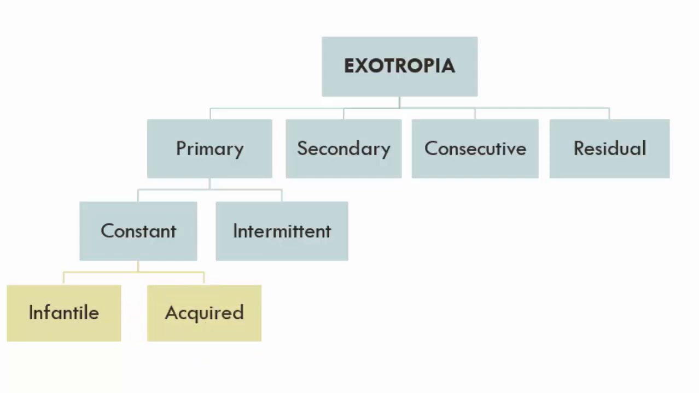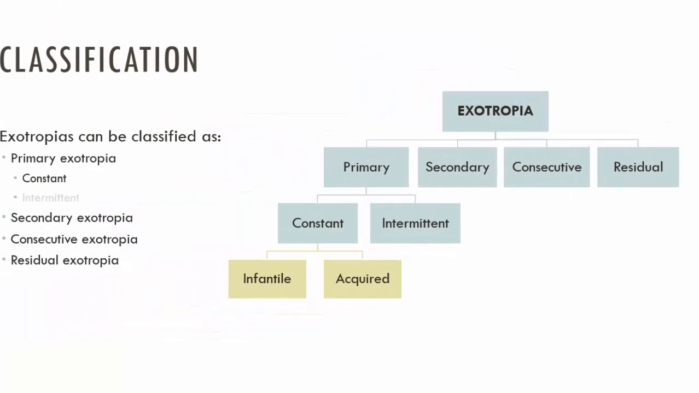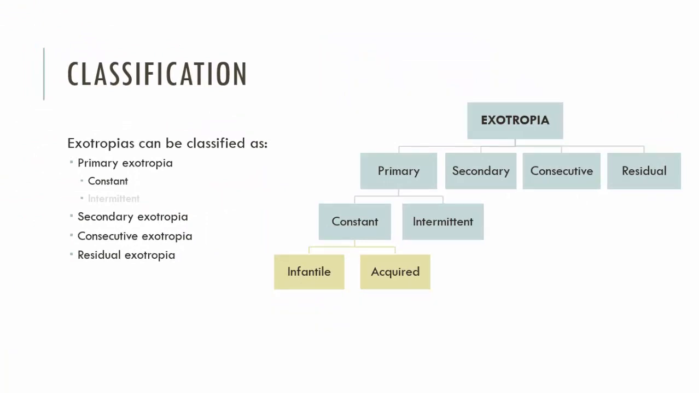Now, we're not only going to discuss primary constant exotropias in this video, we're also going to take the opportunity to discuss secondary, consecutive and residual deviations. The reason I'm doing it in this video is that often these deviations are also constant. They're not always. The consecutive and the residual deviations could potentially be intermittent deviations. Secondary deviations are generally constant.